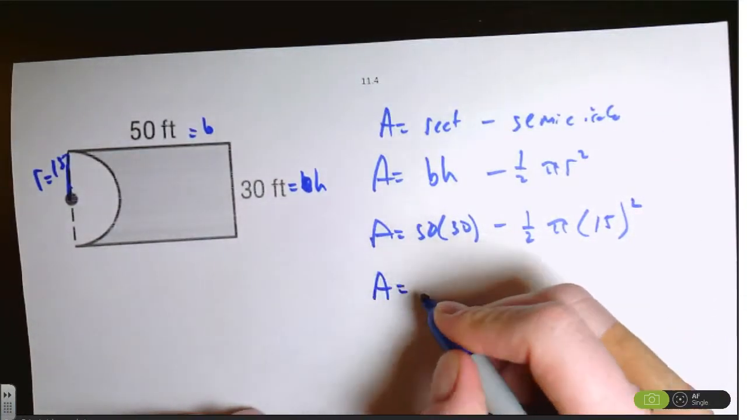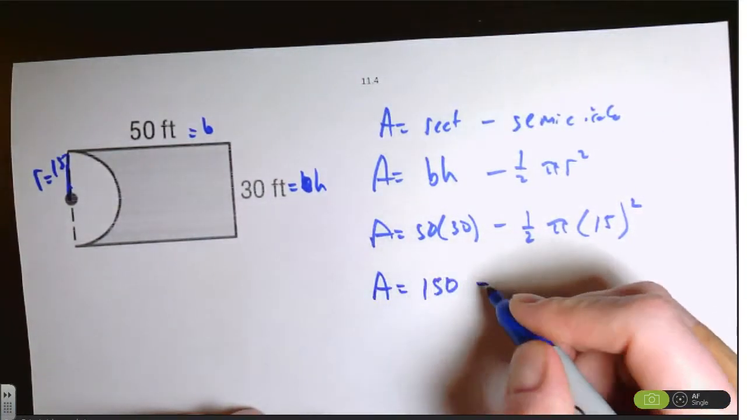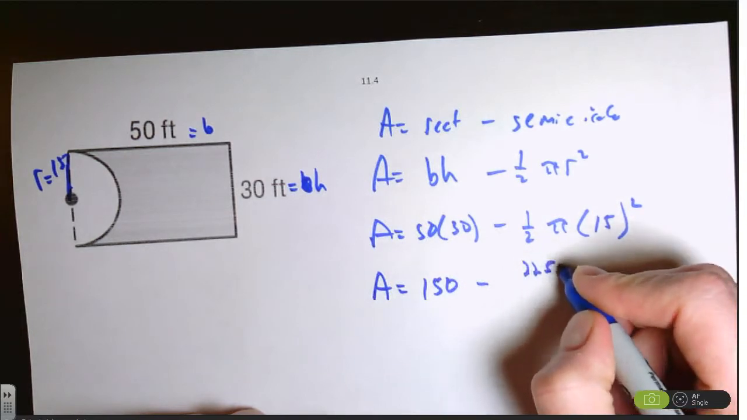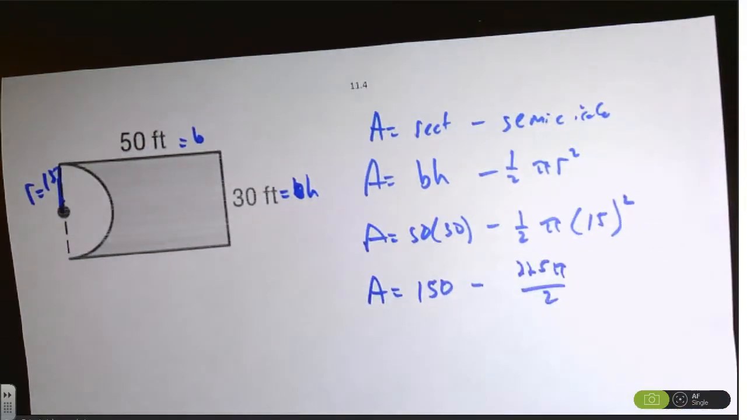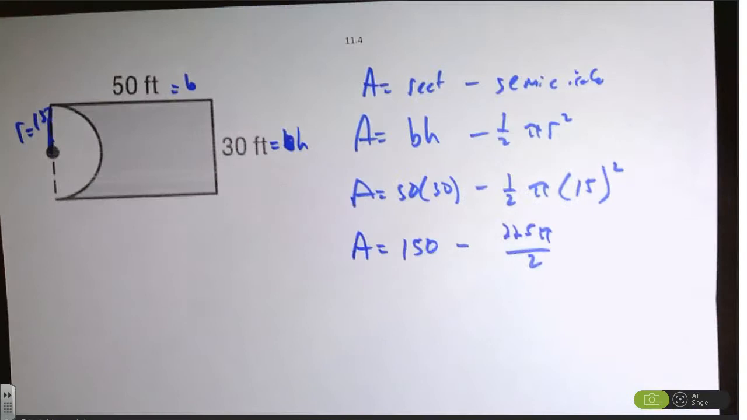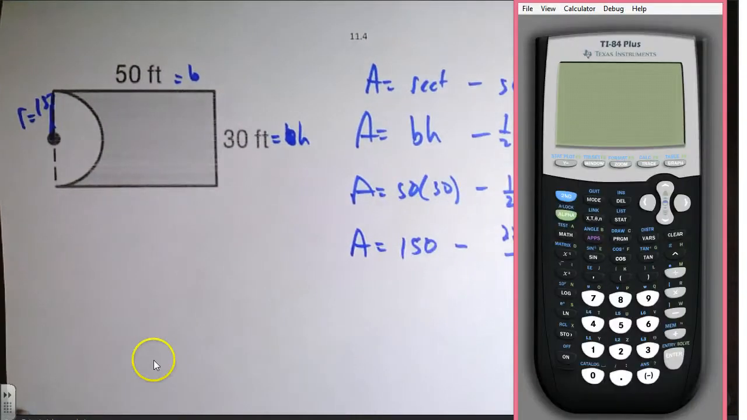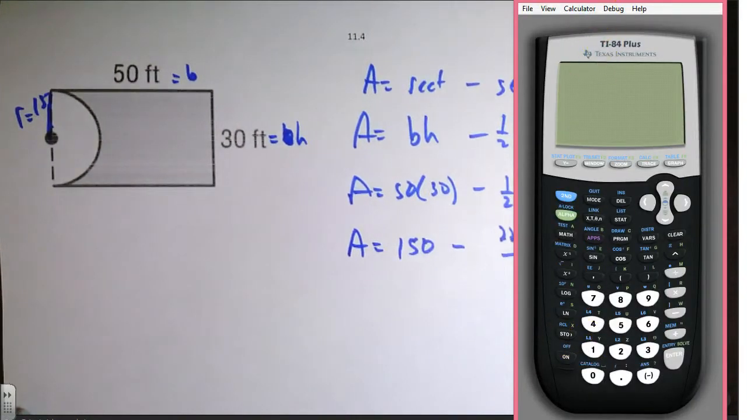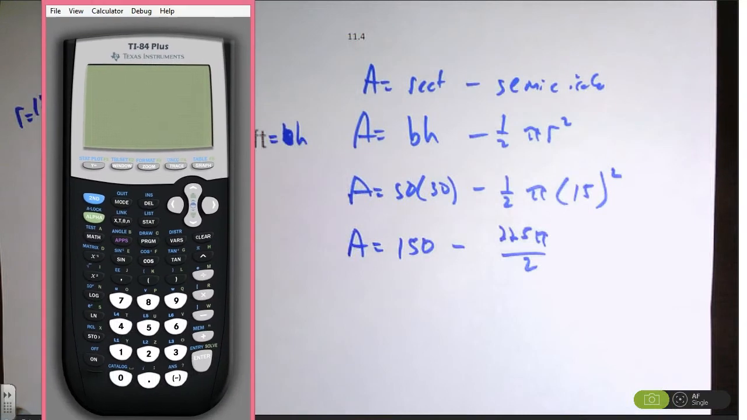If we want to get fancy, the exact answer is 150 minus 225 pi over 2. But we don't need to get fancy. We just need to be able to do the problem. Or actually, you can just do it all one time: 50 times 30 minus 1/2, which is 0.5, times pi times 15 squared.